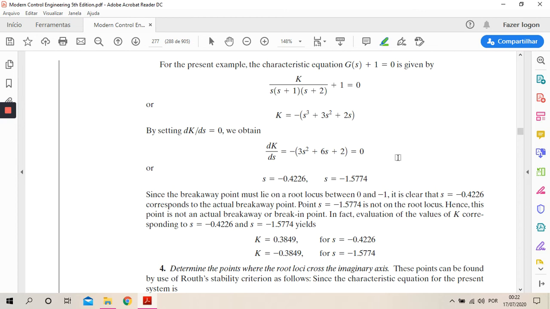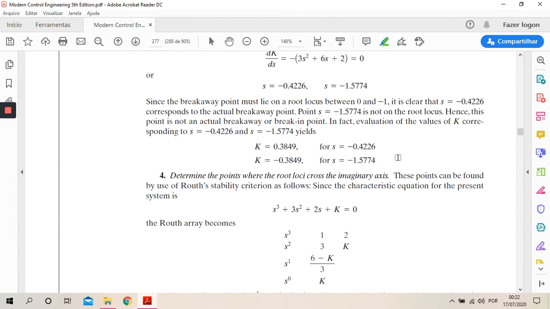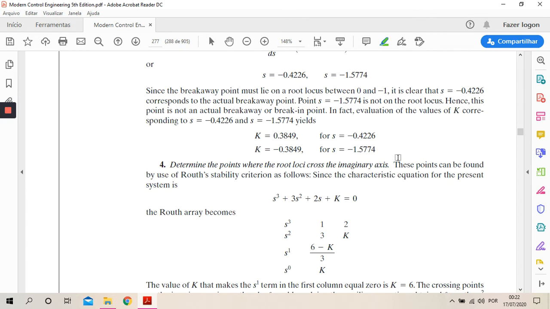So these are the points that we discovered by using this technique, but not every one of these points will be the breakaway point, and we shall see why. Since the breakaway point must lie on a root locus between 0 and negative 1, it is clear that s equal to negative 0.4226 corresponds to the actual breakaway point. s equal to negative 1.5774 is not on the root locus. Okay? Could you understand the condition?